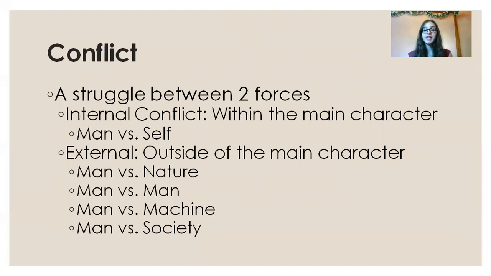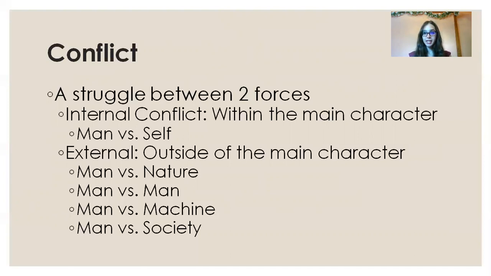Man versus machine, this is usually man versus technology. This can be something as large scale as there's a revolution and robots are trying to take over the world, or this could be something small scale. I always use the example, if I have a problem with my smartboard in my classroom, that's still a man versus machine conflict, even though it's much smaller scale.